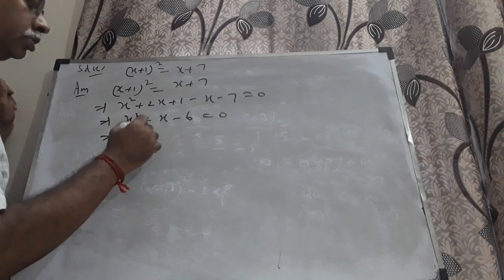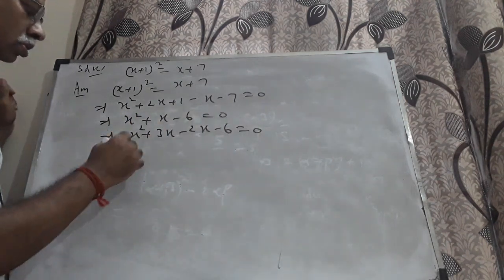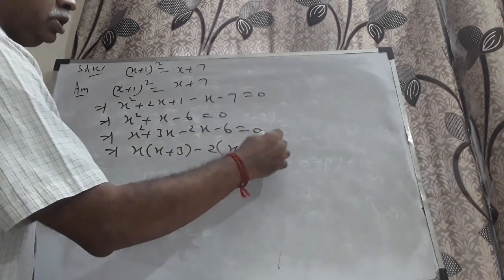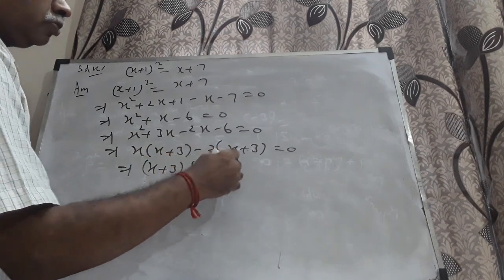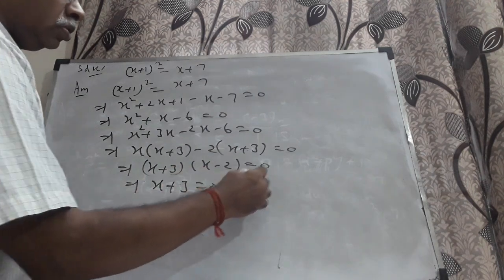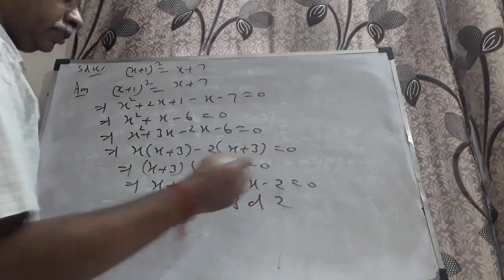You can split the middle term. x square plus 3x minus 2x minus 6 equal to 0. x into (x plus 3) minus 2 into (x plus 3) is equal to 0. Implies (x plus 3) into (x minus 2) is equal to 0. x plus 3 is equal to 0 or x minus 2 is equal to 0. Implies x equal to minus 3 or 2.